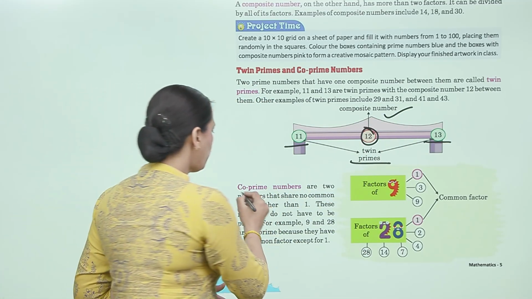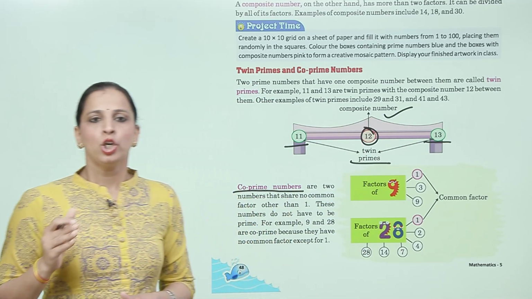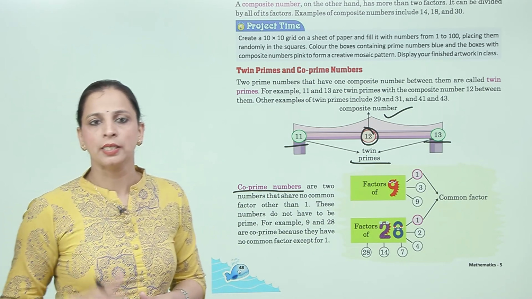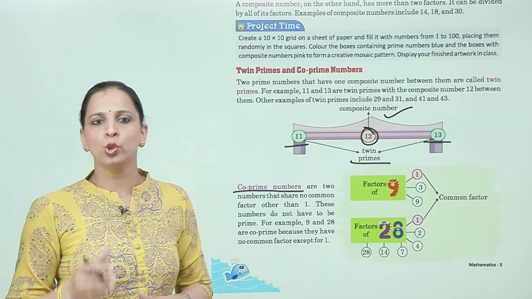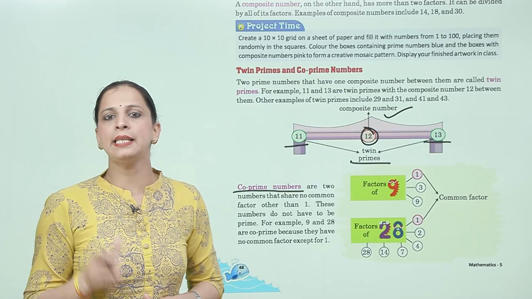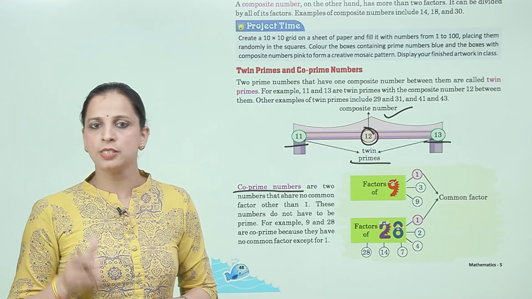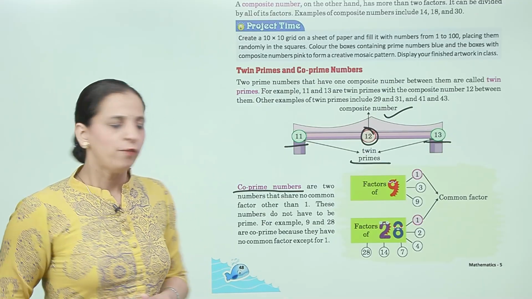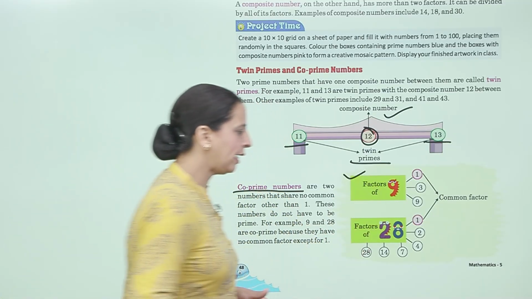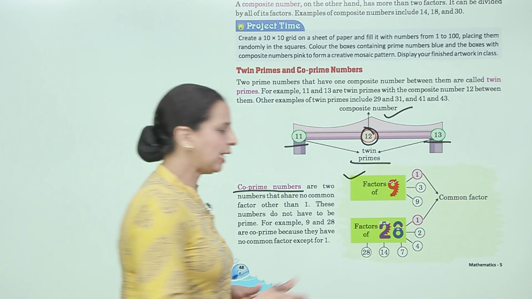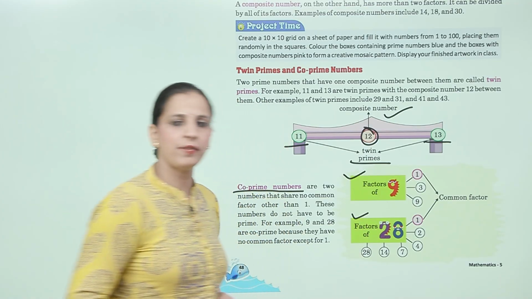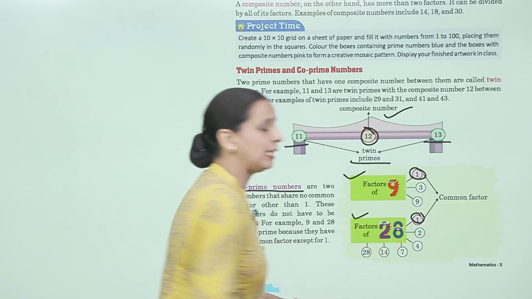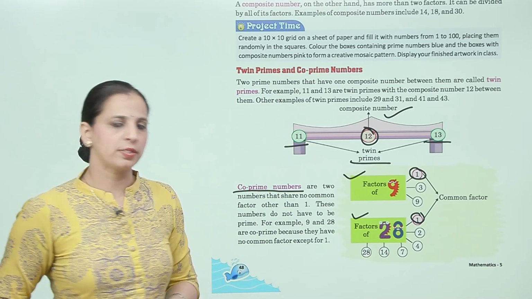Now, co-prime numbers are 2 numbers that share no common factor other than 1. These numbers do not have to be prime. For example, 9 and 28 are co-prime because they have no common factor except for 1. Factors of 9 are 1, 3 and 9. Factors of 28 are 1, 2, 4, 7, 14 and 28. Common factor is only 1. So, these are co-prime numbers.